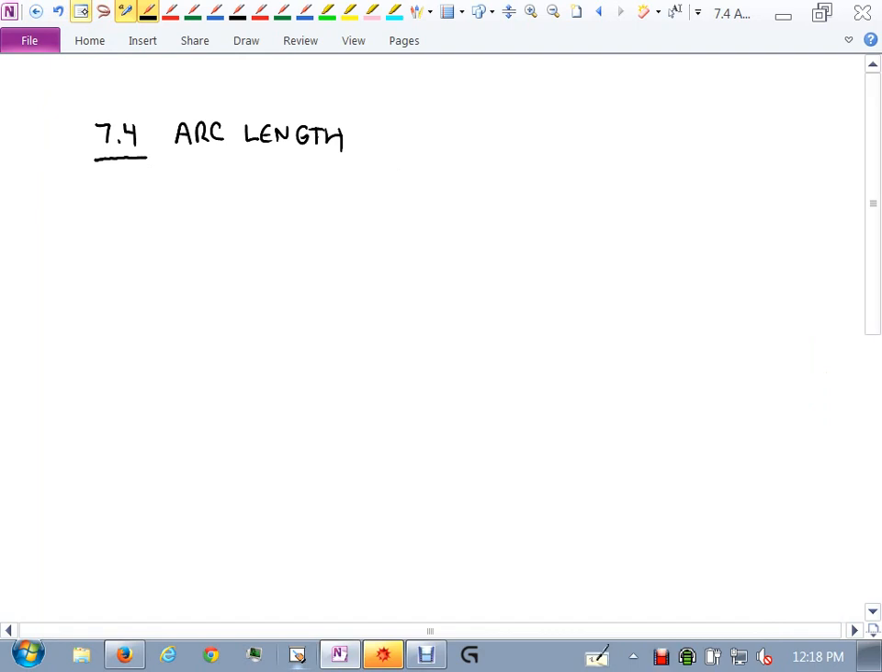So arc length, imagine that you have a curve, starts at one point, ends at some other point.